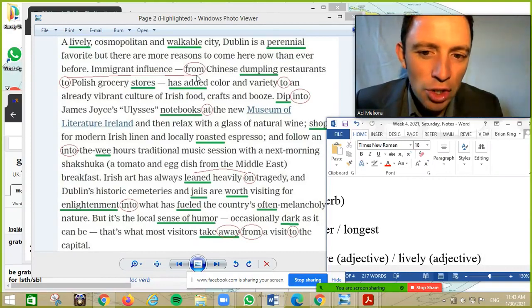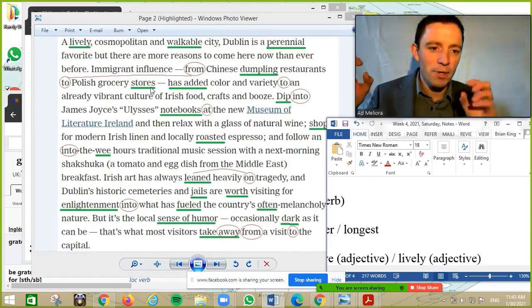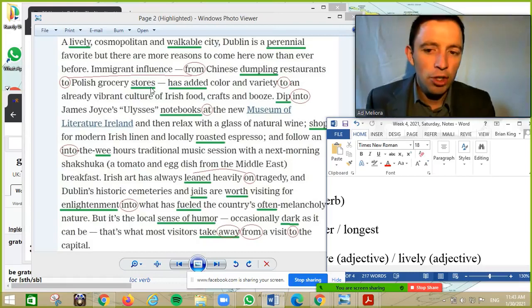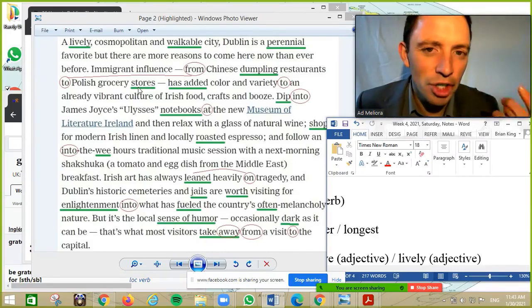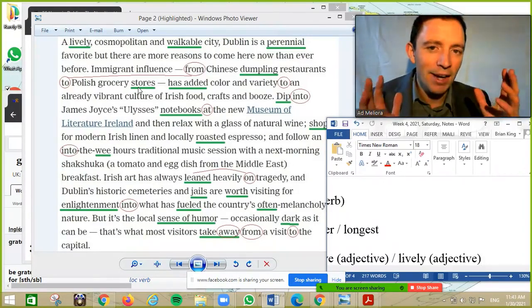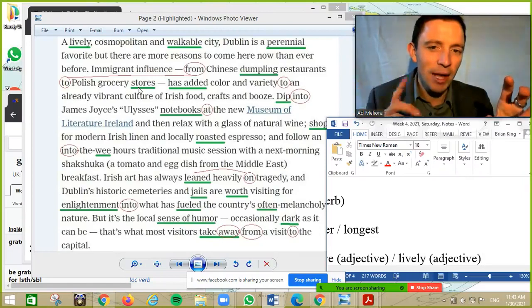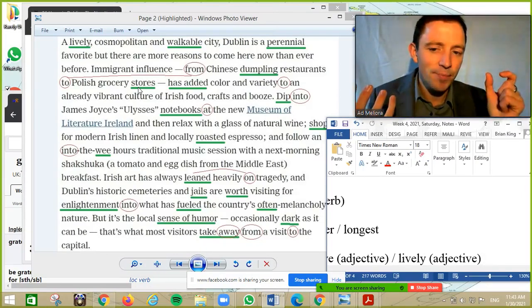Immigrant influence, so here preposition from, so the influence is from Chinese restaurants to grocery stores, so from to, okay, just a connection with the preposition from to. Stores is another word for a shop, okay, so you want to visit the stores, maybe in America, in the United States it's more typical, the stores, and in the UK or in Ireland it's maybe a mix, but it's possible the shops, typical the shops, tiendas, okay.